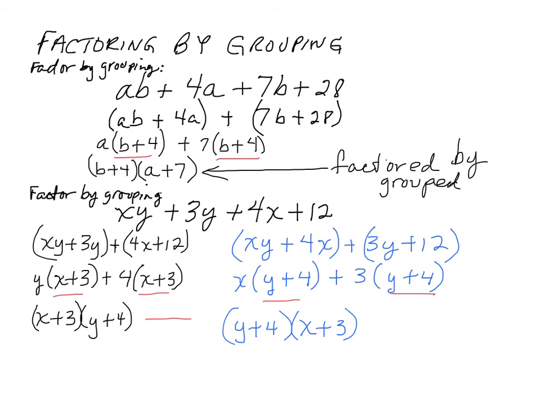But look at the two finished products that we have. They're exactly the same. Y plus 3 times y plus 4 is the same as y plus 4 times y plus 3. The commutative property says the order in which we have those factors doesn't change the product. So many times you can group them different ways and still come up with the same answer.